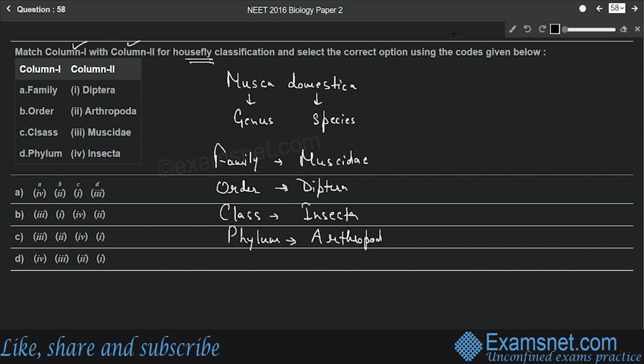So here first one is family. We know that family is Muscidae. So the match for A is number 3. Okay. So first option and last options are eliminated. Either B or C can be the correct answer. Then order is Diptera. That means the match for B will be number 1. So option number B. And the class is Insecta, so C4, and phylum Arthropoda. So the match for D will be 2. So yes, option B is the correct answer.